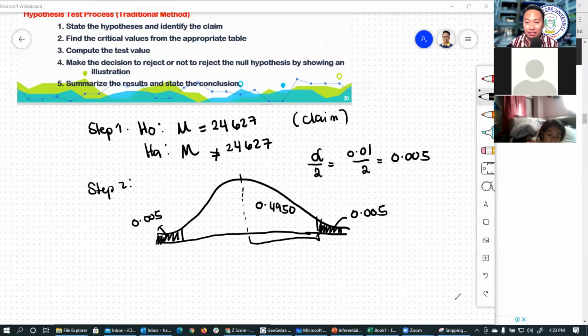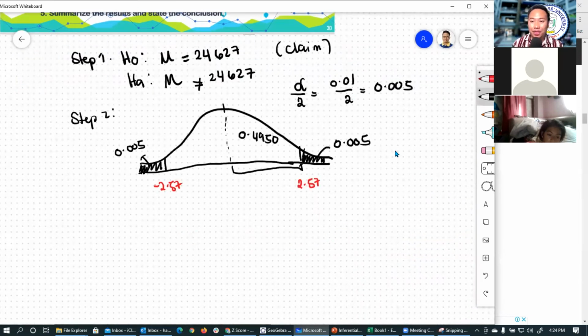So 2.57 ang atong gamiton, guys. But you can also use 2.58. So 2.57 here, that's positive because that's on the right. Kani po siya here, it's negative 2.57. Okay? Now, let's work on step number 3.